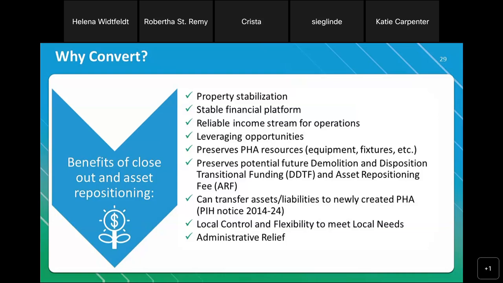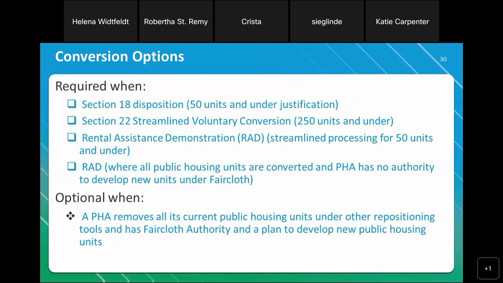Next slide, please. Conversion options. There are two forms, the required and optional. The Section 18 disposition is available for housing authorities that have less than 50 units on the justification. Then the Section 22 streamlined voluntary conversion. You can voluntarily start the conversion process. And those are available for housing authorities with 250 units and under.